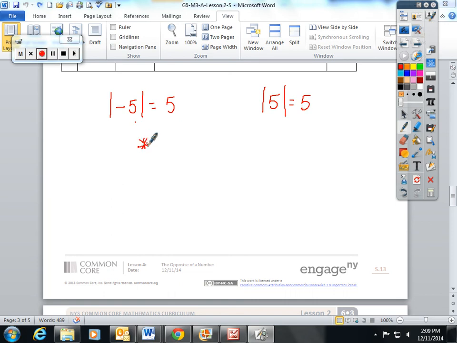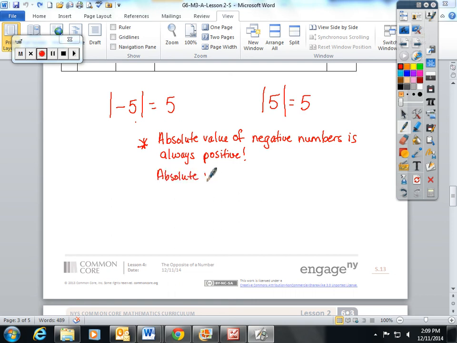So I want you to take notes. The absolute value of negative numbers is always positive. The absolute value of positive numbers is also always positive. And this might help you. Distance really can never be negative. Okay, the distance from 0 is always going to be positive.